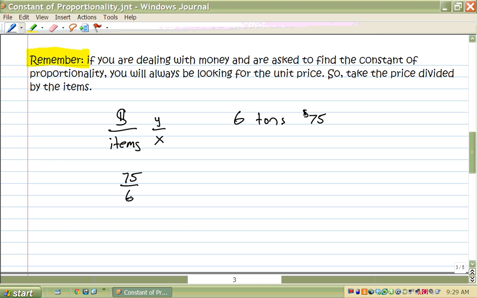Because the cost is dependent on how much rock you buy. So that's why you would set it up like this. If you did this division, you would find that the cost, or the unit price, is $12.50 per ton. Pretty cool, huh? But what if they're both money?